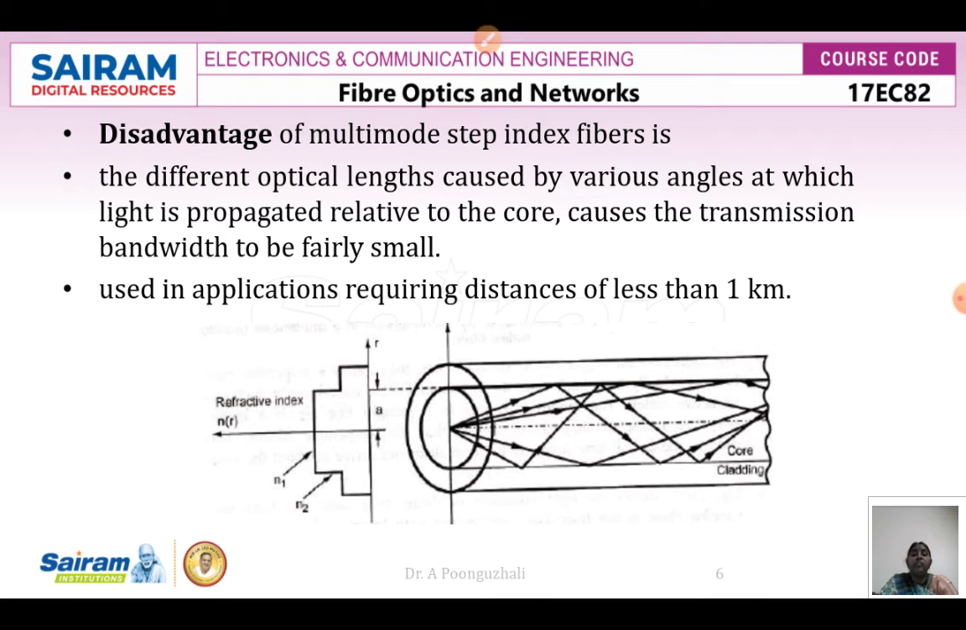So the disadvantage of multimode step index fiber is that, since we have different rays, the different rays have different optical path lengths, caused by the various angles at which the light is incident on the fiber, and the transmission bandwidth is very small. So this multimode fiber can be used in applications where the distance is less than 1 kilometer. In that case, you can see that the spectral bandwidth is wider compared to a single mode step index fiber.